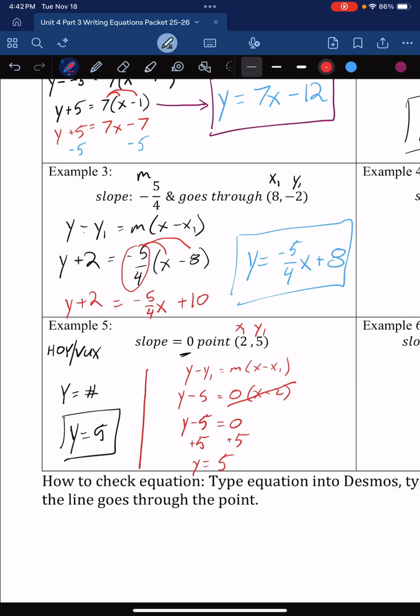And so that Hoy-Vux is just a mnemonic device to really help shorten the problem. If you really understand and you immediately saw, all right, a slope of 0, that means it's horizontal. I know my equation should just be y equals a number.